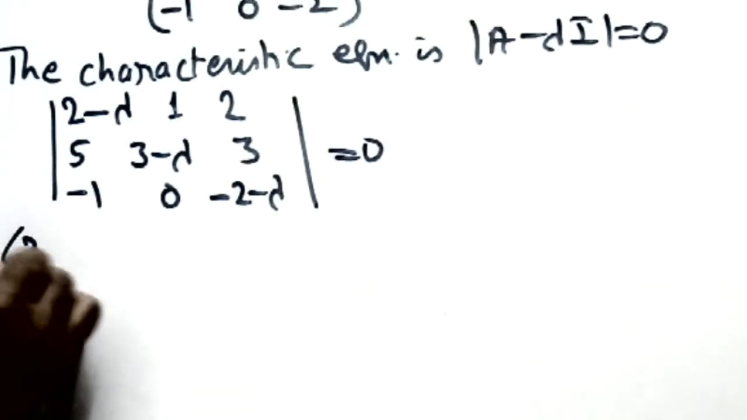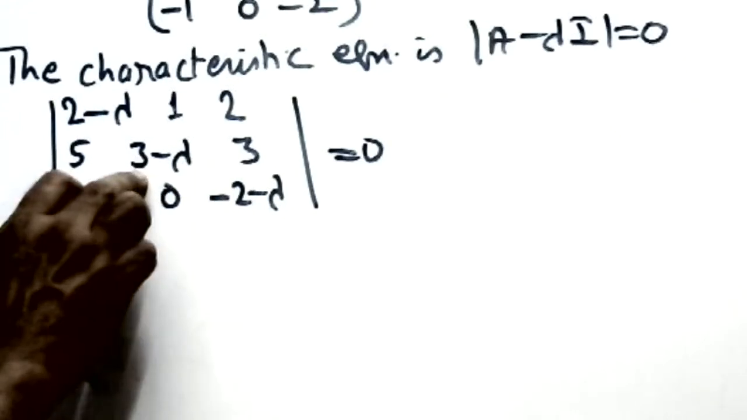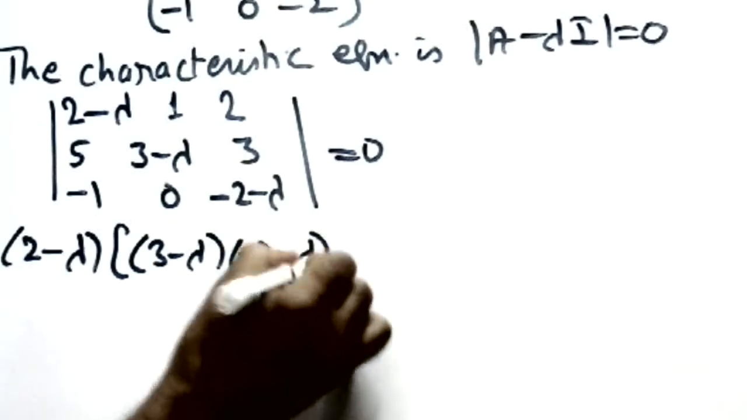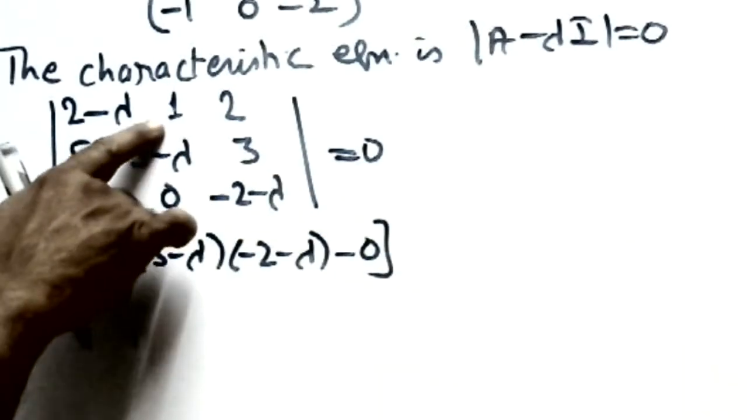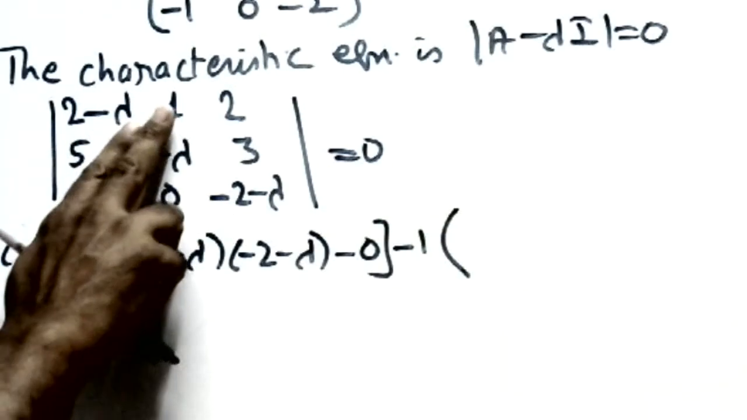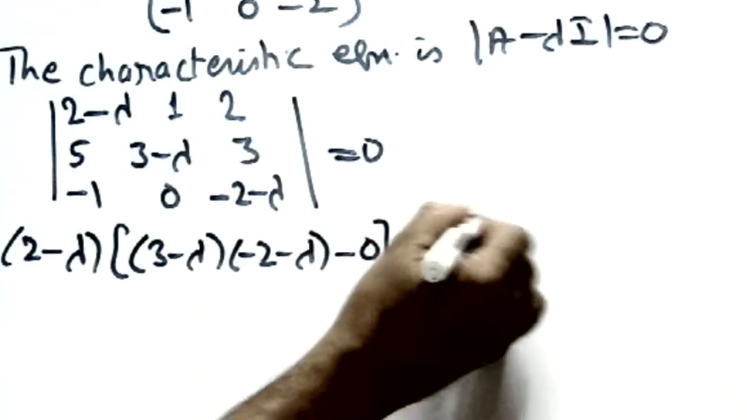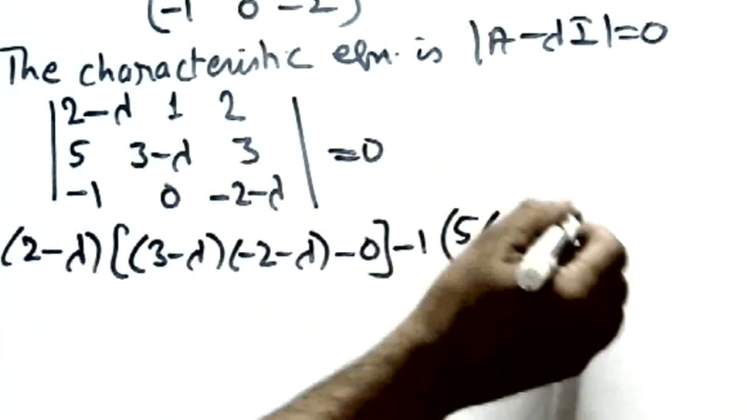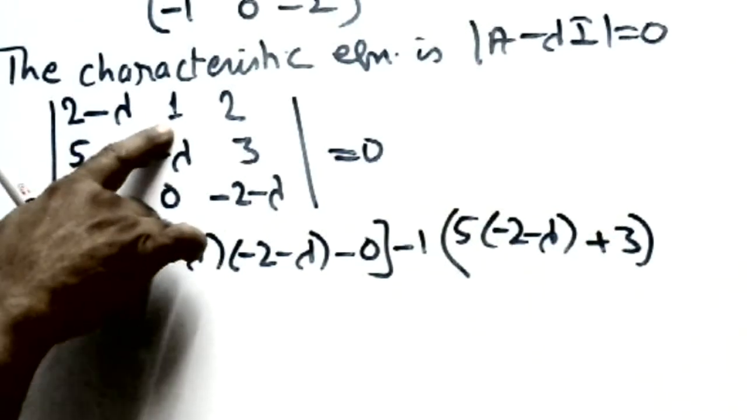Now let me solve this one. 2 minus lambda into, multiply this 2 minus this 2: (3 minus lambda) into (minus 2 minus lambda) minus 0 into a number is 0. You always change the sign of the middle term. This is plus 1, so you write minus 1. Now this into this minus this into this: 5 into (minus 2 minus lambda) minus minus 1 into 3, that will be plus 3.